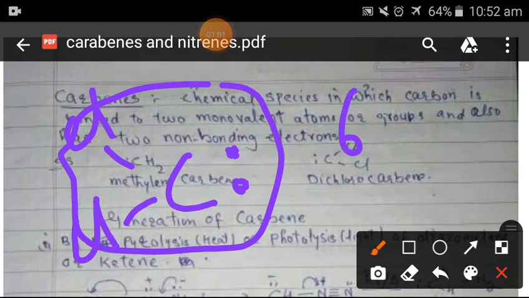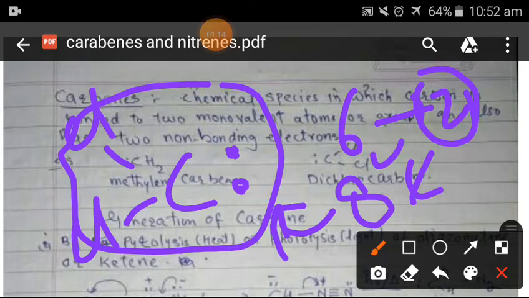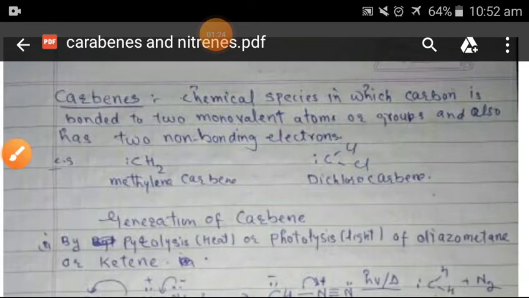So there is a deficiency of two electrons in order to complete its octet. In order to become stable, it needs two electrons to complete its octet. So carbenes are electron deficient species, like carbocations, and carbenes are also electron deficient species.